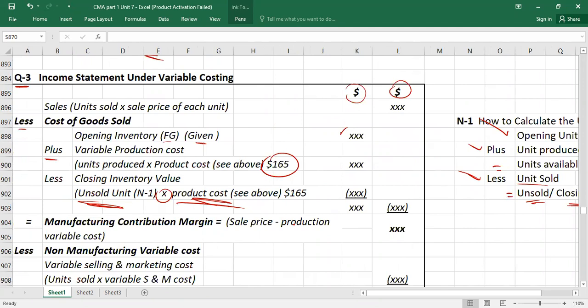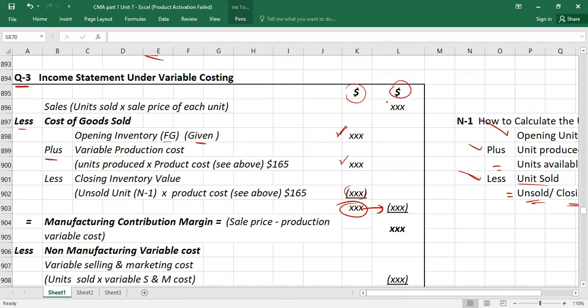Here, if anyone asks you a question, even in MCQs, only asking you to calculate the value of closing inventory, you will always take what? Unsold units and multiply by product cost if you are using variable costing. And product cost again includes the summation of direct material, direct labor, and variable overhead. Understood? So once you take opening inventory plus production cost minus closing inventory, this is called your cost of goods sold, and this you will take to the final section and you will deduct.